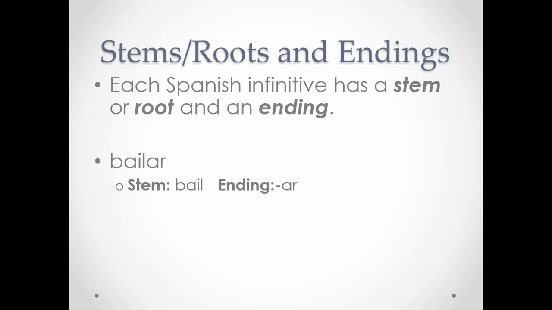So for the verb bailar, its stem is bail and its ending is ar. Remember, there were three possible endings, AR, ER, or IR. So the ending is always AR, ER, or IR. For vivir, which means to live, bailar, by the way, means to dance. The stem of vivir is viv and the ending is ir. Now, instead of stem, we could call that the root. We could say that the root is bail and the ending is ar, or we could say that the root is viv and the ending is ir.